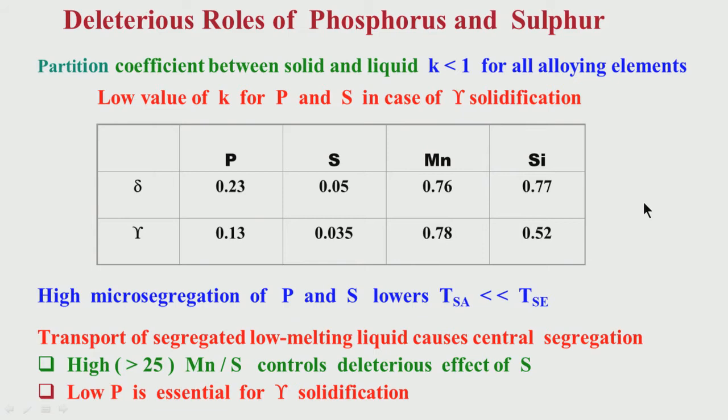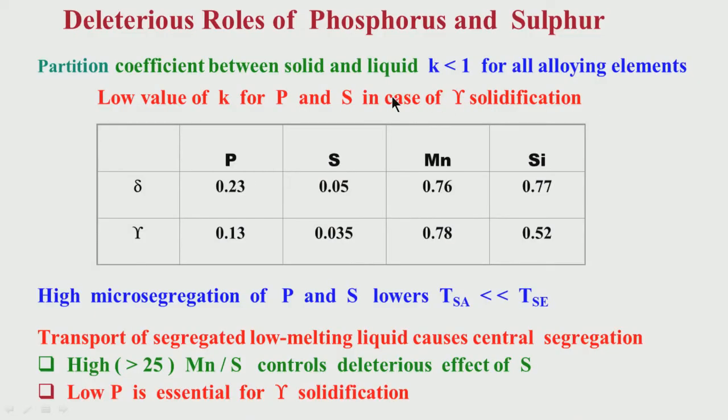So what is the consequence of that? The consequence, as I have told you earlier, is that the mushy zone, which is a zone of liquid plus solid, becomes quite wide, and the actual thickness of the solid shell during solidification is relatively narrow.